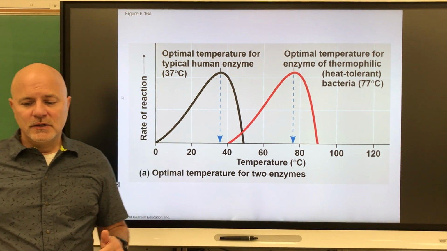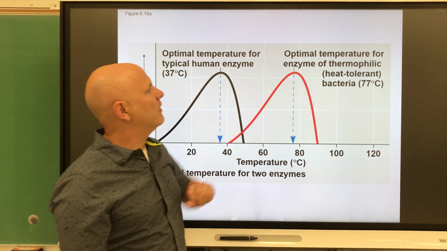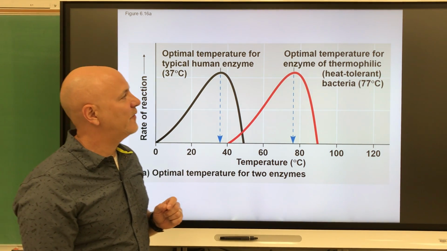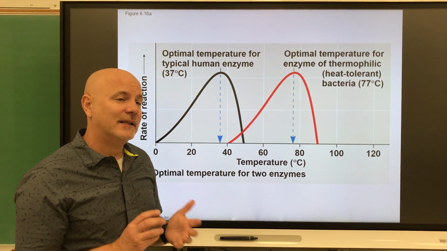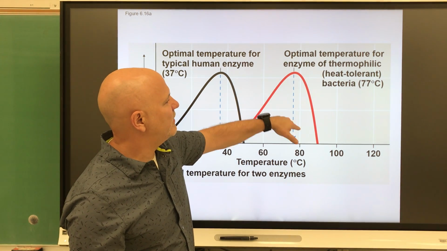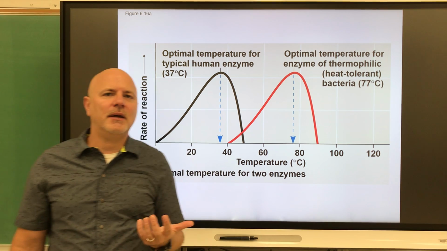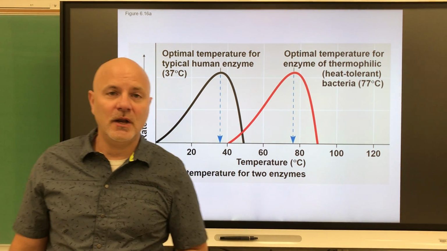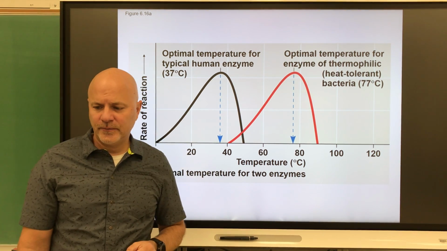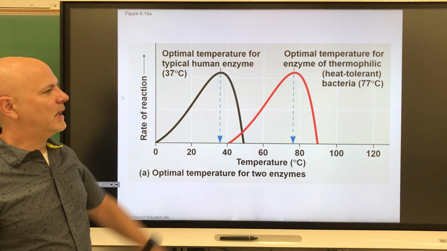All right? So, this is optimal temperature for an enzyme of a thermophile, so organisms that like heat, bacteria. So 77 degrees Celsius, we're talking about like 180 degrees Fahrenheit, right? Water boils at 212. All right, so we definitely wouldn't be alive.